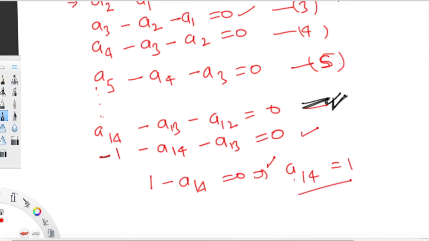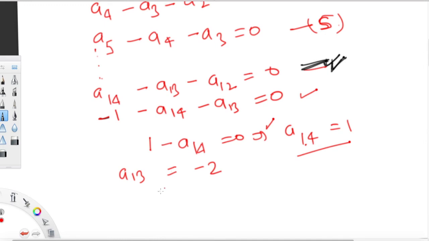Now I need to work backward. So a14 is 1. What is the value of a13? The value of a13 is minus 2. Getting it? The value of a13 is minus 2. And similarly, the value of a12, what will I get? The value of a12 is 3.